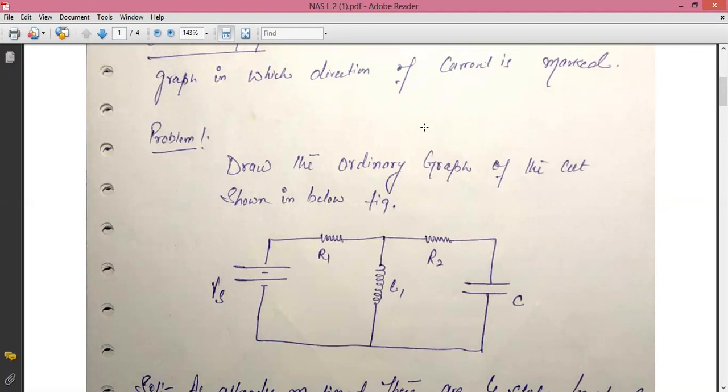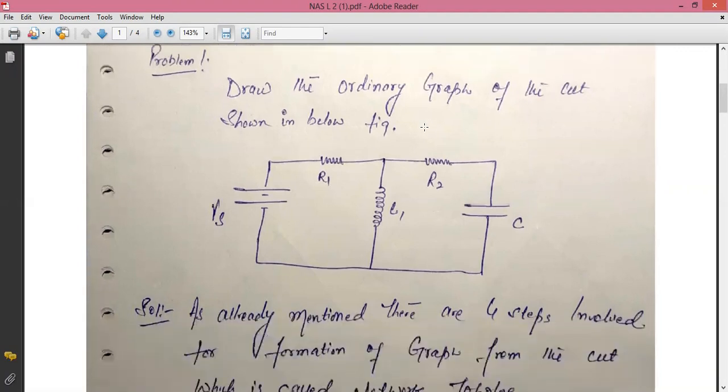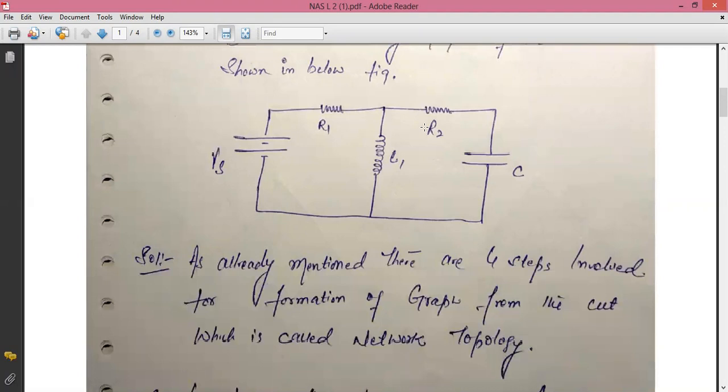For converting a circuit into the ordinary graph, there are 4 steps that you can use. As already mentioned, there are 4 steps involved in forming the graph from the circuit, and this is called network topology. I can again repeat the 4 steps. Step number 1: identify the nodes and mark these nodes.